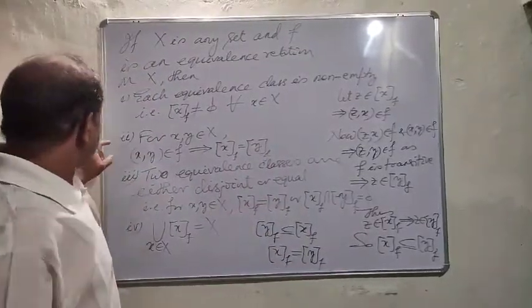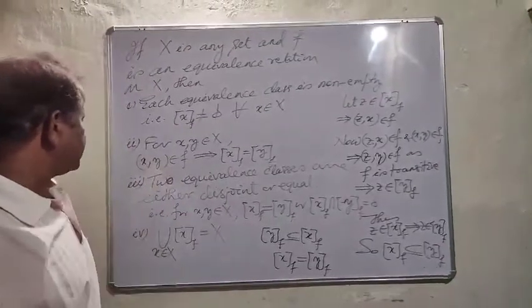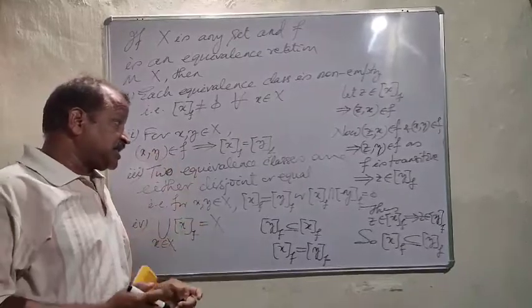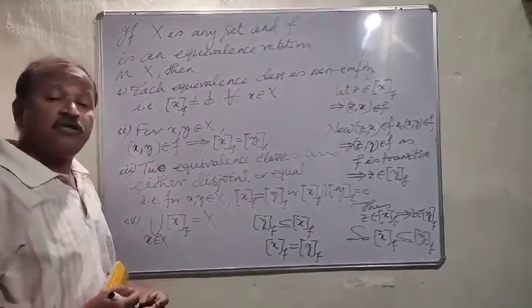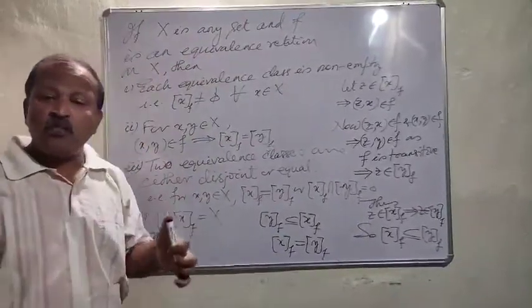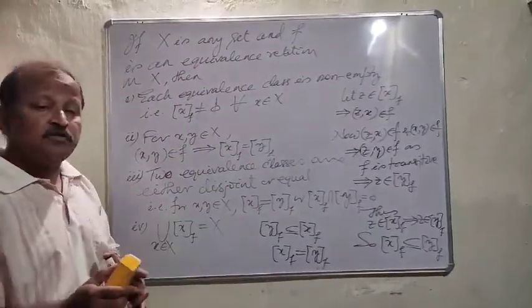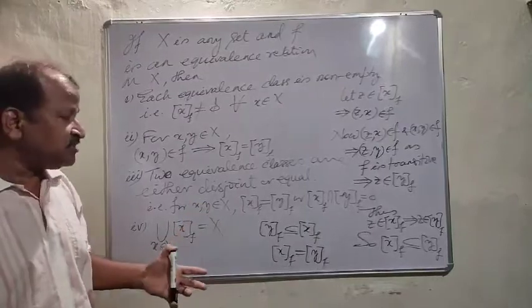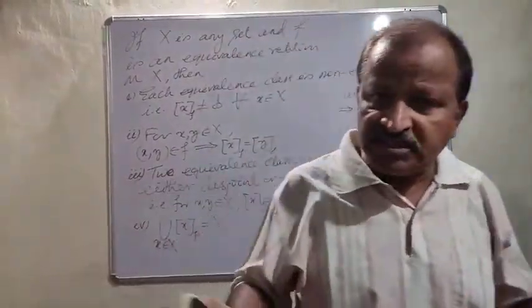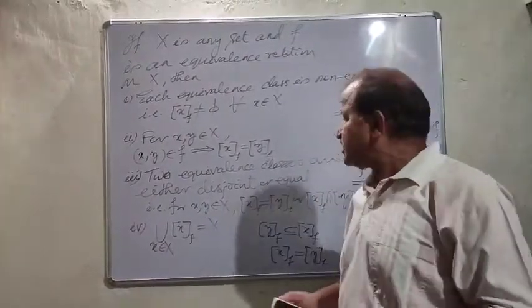Okay, let us come to the third point, which is very important. Two equivalence classes are either disjoint or equal. That means there is no common point between two distinct equivalence classes. There is no common element between two different equivalence classes.